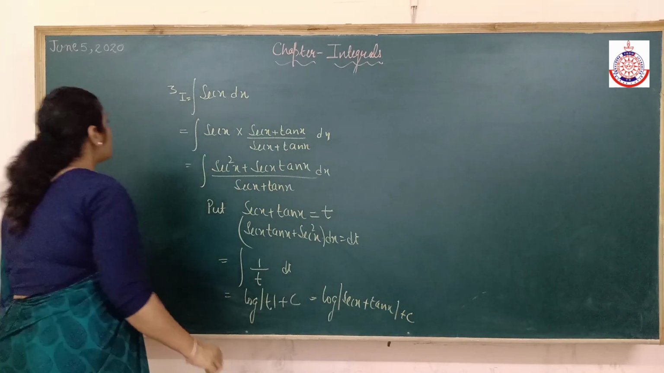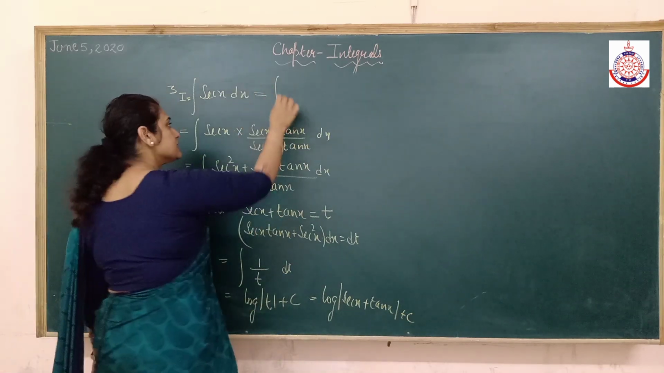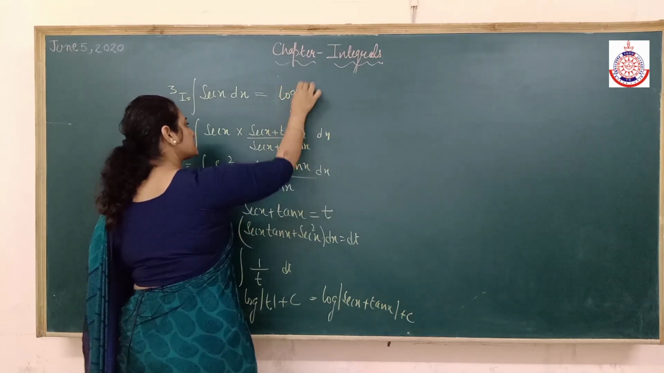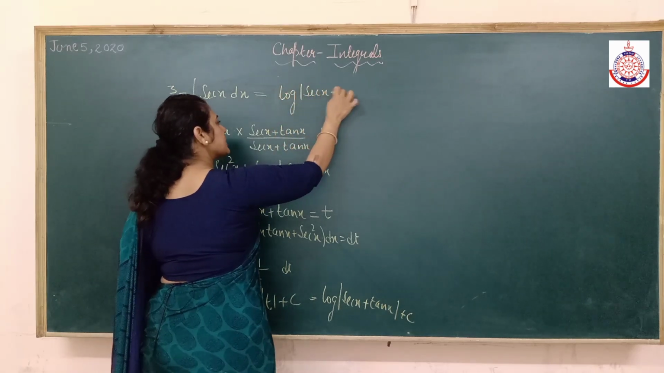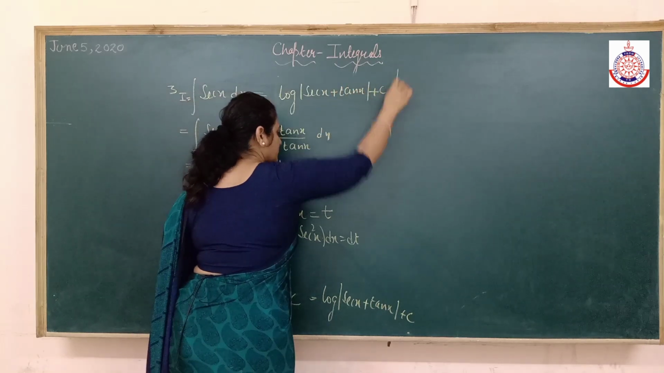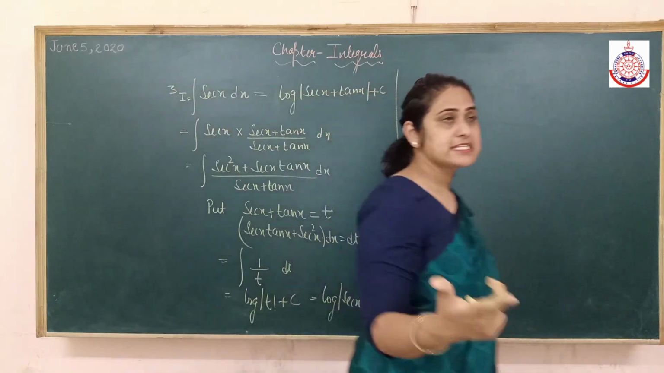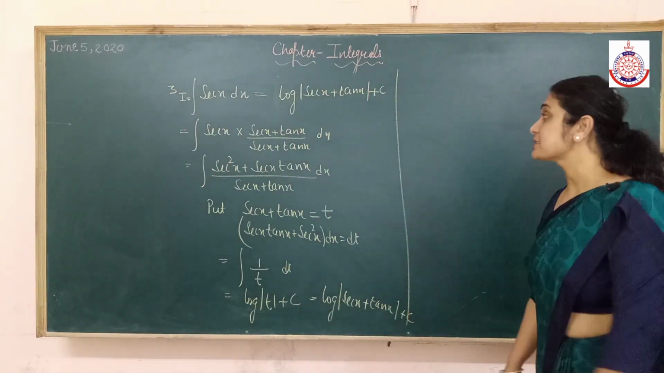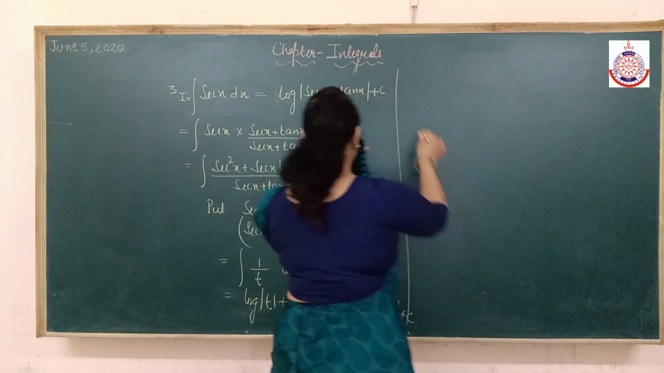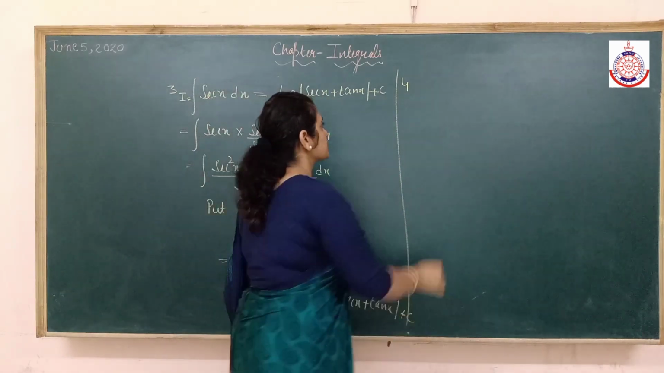So one more formula we have derived, that is integration of secant x is log of secant x plus tan x plus c. Alright, the next derivation. Now let's check the next one. Which is left? That is cosecant.